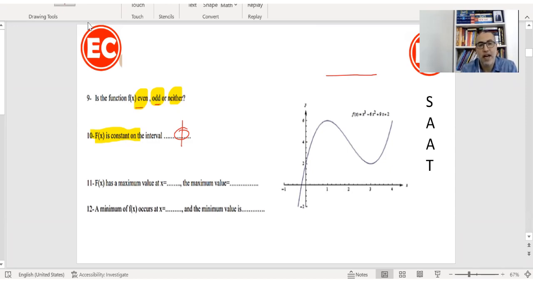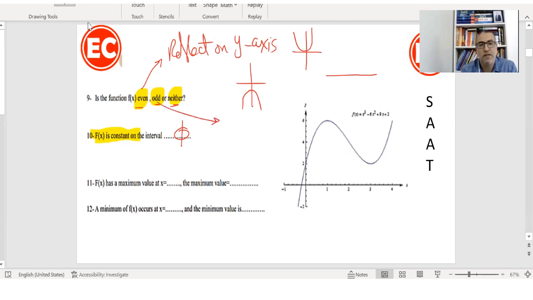But for even, odd, or neither, if the graph of the function reflects on the y-axis, like this one, for example. If the function is reflected about the y-axis, it's an even function. And the function is odd if it's reflected not on the x-axis, but on the origin. What does it mean on the origin, Mr. Hisham? Like the cubic. The cubic is reflected about the origin. You will find the function drawing in the first and third, or second and fourth quadrants.